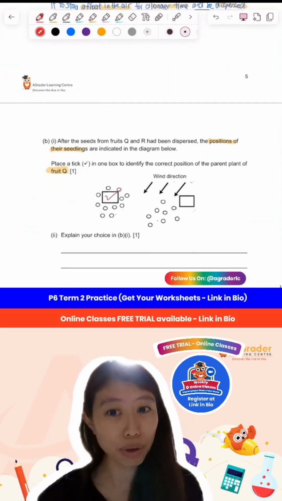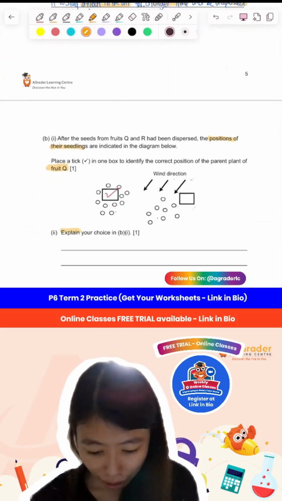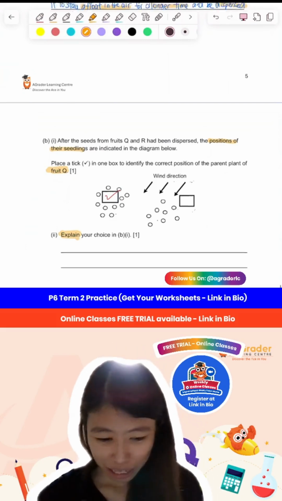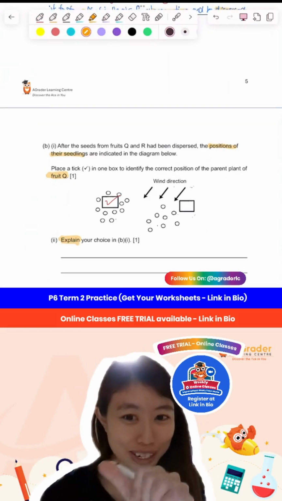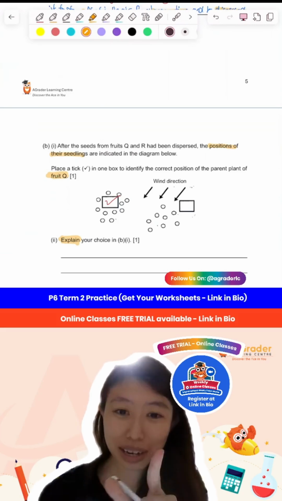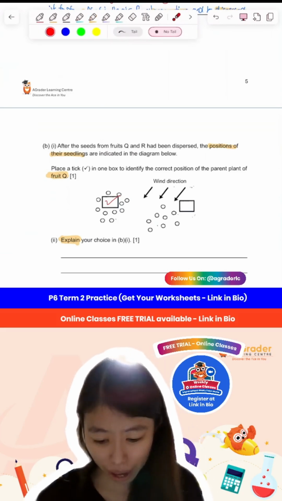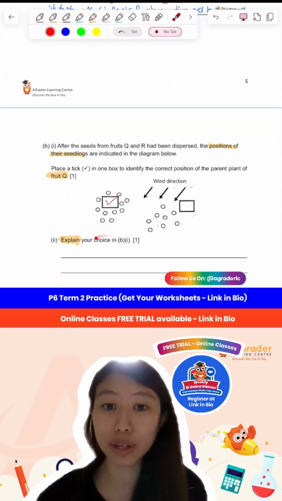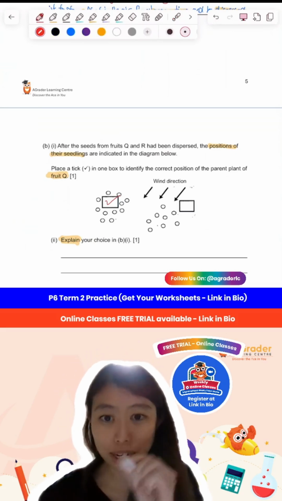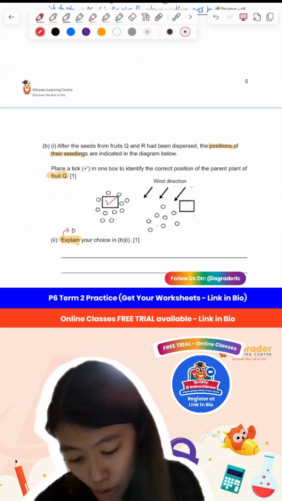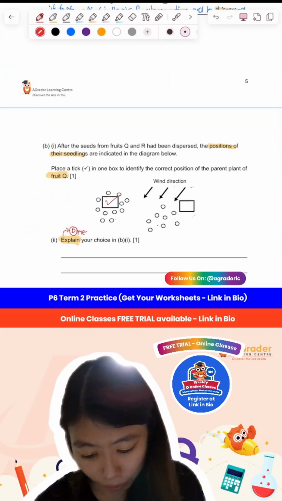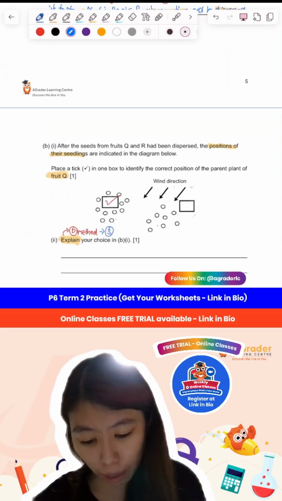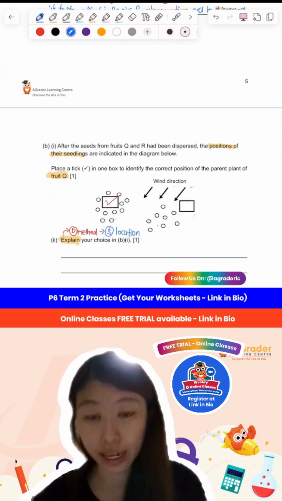But now we have to explain. You all know how to explain? So always describe the method, then the location. For this, because they are focusing on location, they're not asking you to explain how it's being dispersed. Focus on the location here. So you need to describe the method and then mention where the young plants should be. The location of the young plant.